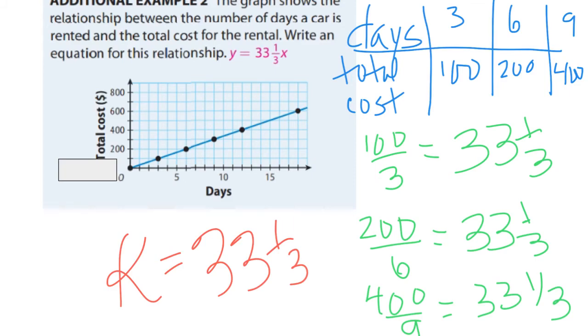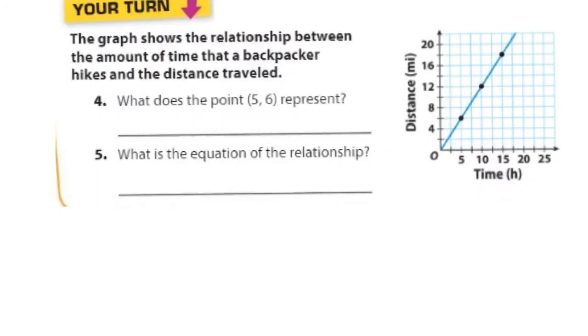Okay, move on. Alrighty, of course, one of my all-time favorites is the your turn. So keep in mind that in the your turn, they give you the problem. Here's the graph. They ask you a question. What does the point 5, 6 represent? Well, here's 5, it's on time. Here's 6, it's on distance. And then what is the equation of the relationship? So you have to use a table, find your K, and then write your equation. And you should identify your variables too.